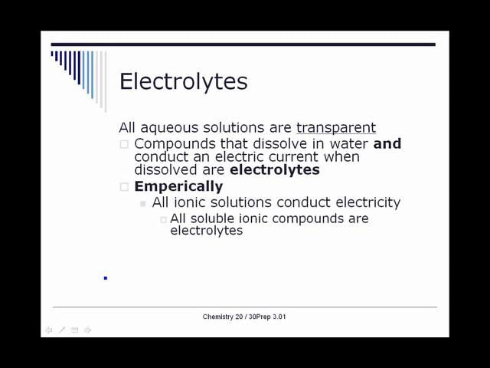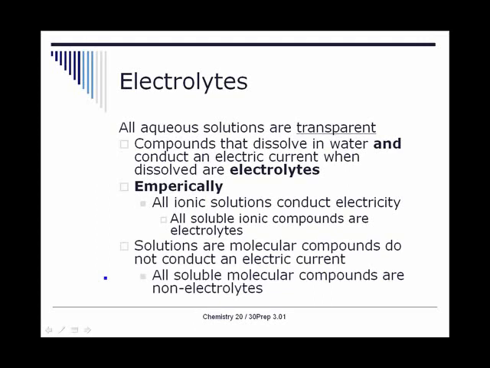And so empirically, here's what we found out. All ionic solutions conduct electricity if they're soluble. So if an ionic compound is soluble in water, it conducts electricity. Molecular compounds never conduct electricity even when they're soluble. So for example, a salt solution, something with NaCl, is aqueous in solution and it conducts electricity. If we look at a sugar solution, C12H22O11, so this is table sugar, if you put sugar in water, it dissolves, it disappears in the water, it becomes transparent, but it does not conduct electricity.